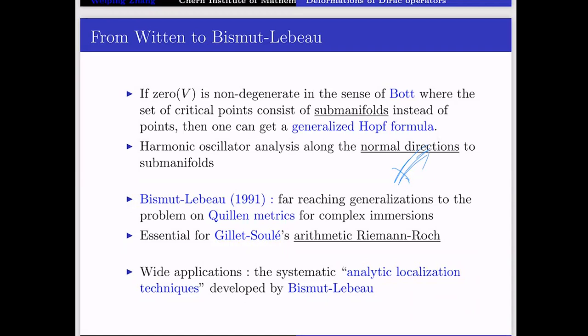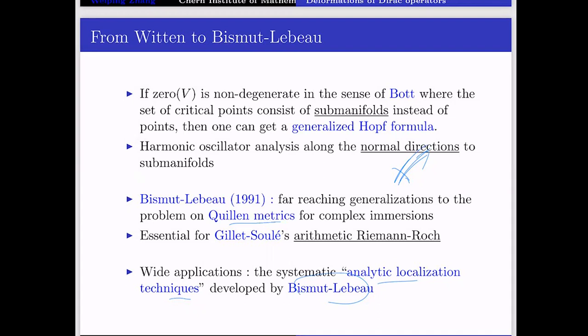This kind of analysis has been dealt with systematically, in much greater generality, by Bismut and Lebeau in their paper on Quillen metrics, and I think it's a 200-page paper. Inside, they develop systematic analytical localization techniques, which can be used in many contexts. For example, their result on Quillen metrics has played an essential role in Gillet-Soulé's arithmetic Riemann-Roch formula.